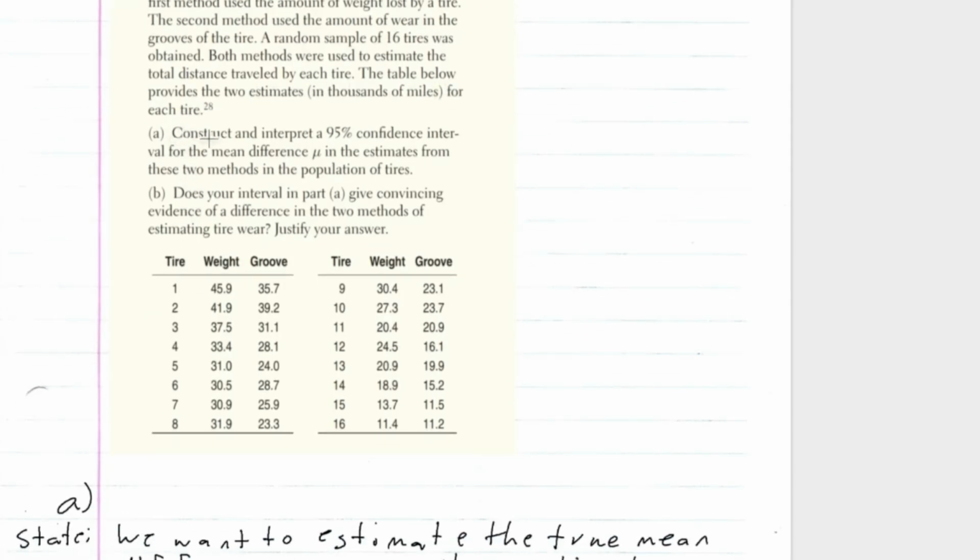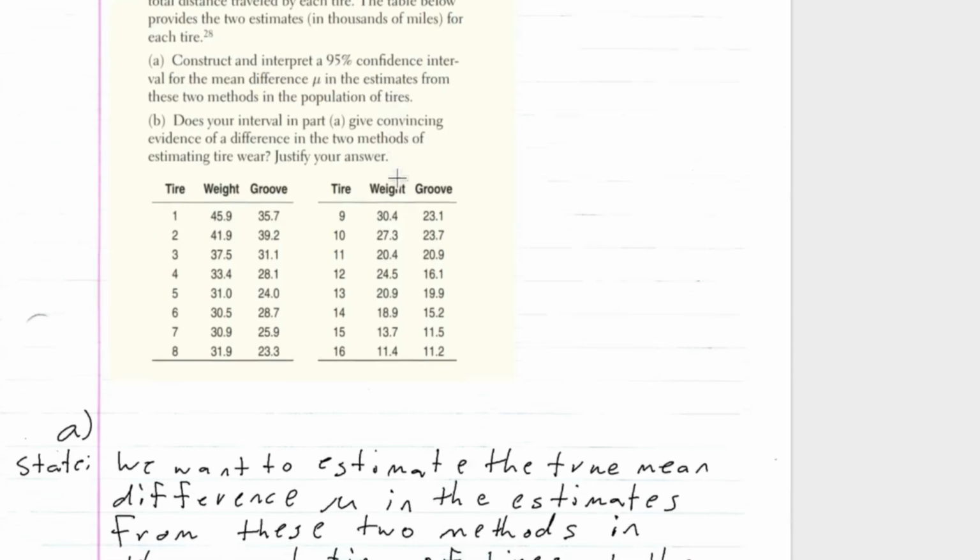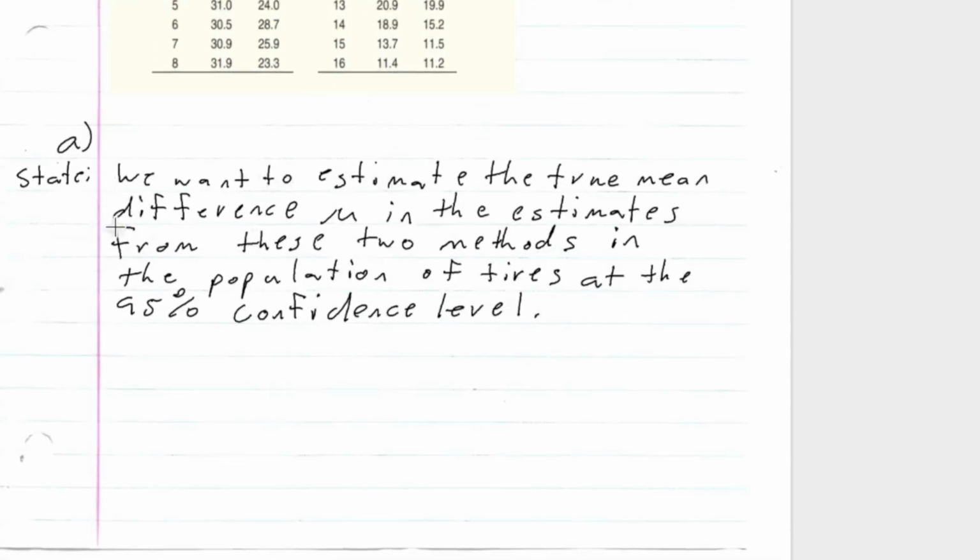Part A, we wish to construct and interpret a 95% confidence interval for the mean difference mu in the estimates from these two methods in the population of tires. All right, so as you can see, I already have my state. We want to estimate the true mean difference mu in the estimates from these two methods in the population of tires at the 95% confidence level. Okay.